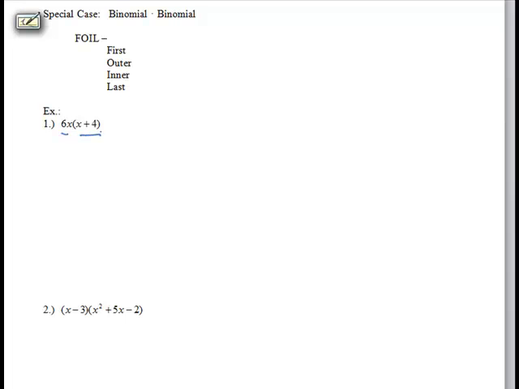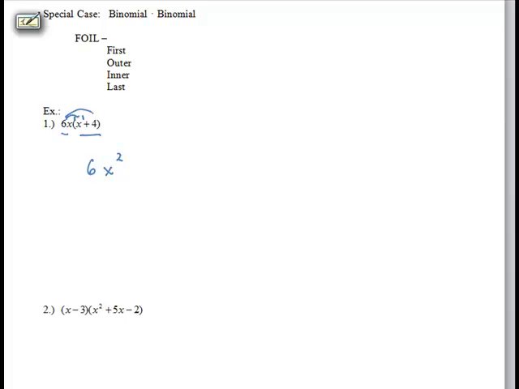Two terms are a binomial. So distribute 6x to both of those terms, x and 4 inside the set of parentheses, beginning with the x. 6x times x gives us 6x squared. X times x, you're multiplying two powers with like bases, so you add their exponents. They both have an exponent of 1, so 1 plus 1 is 2.